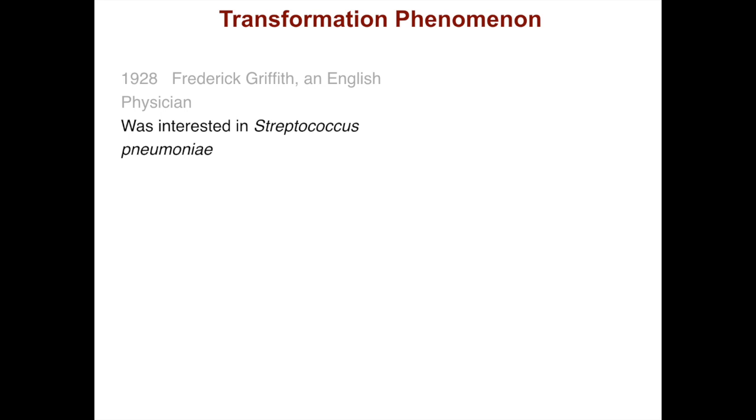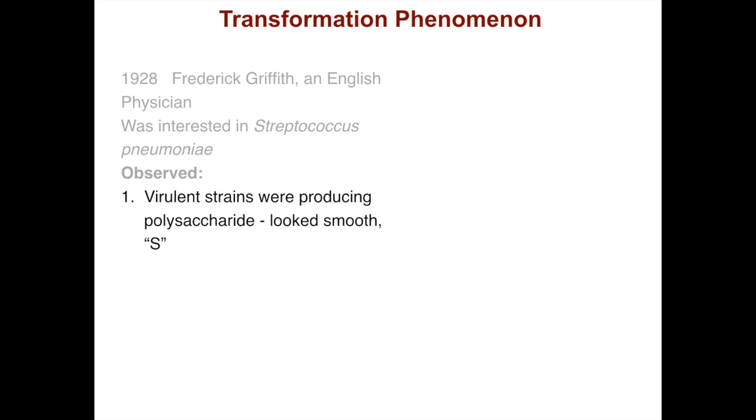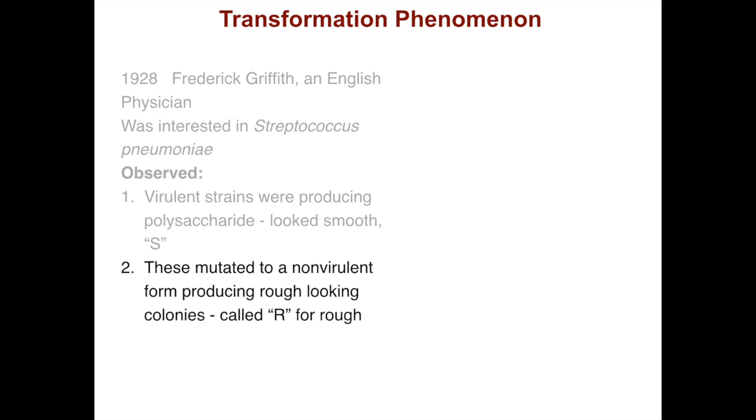The transformation phenomenon that was observed by Frederick Griffith, an English physician, in 1928, was something that led us away from this idea that protein is the heritable material. Frederick Griffith was interested in Streptococcus pneumoniae. He observed that virulent strains were producing polysaccharide and therefore looked smooth, and these were the S strains for smooth. Those that were mutated to a non-virulent form produced rough-looking colonies, and these were called R for rough.